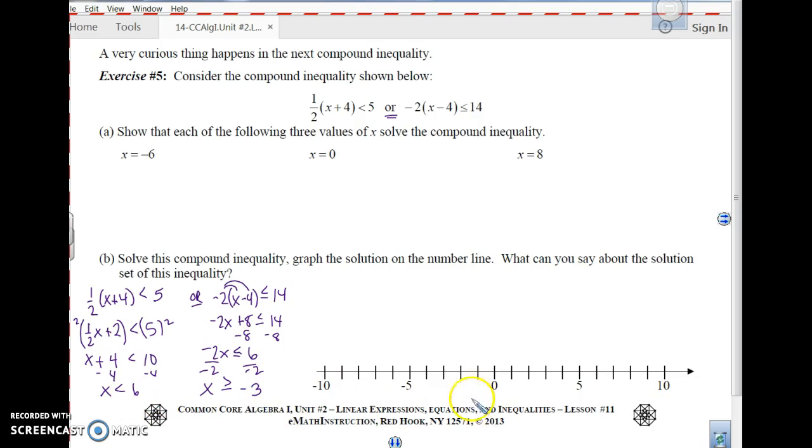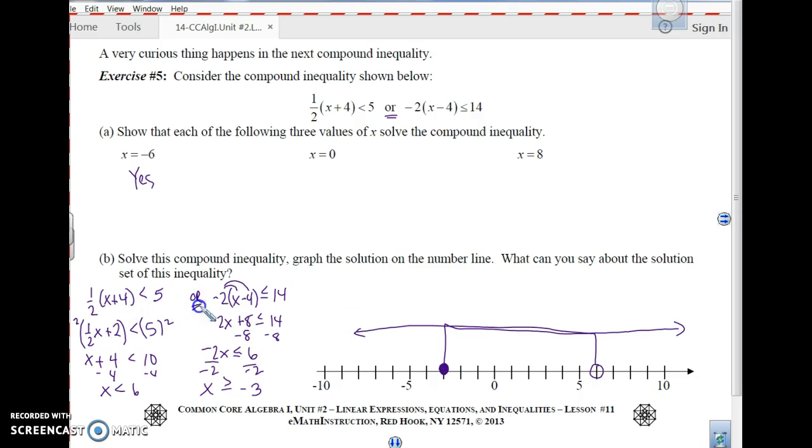All right, so let's look at what we have here. X is less than 6. 6 is going to be an open circle, and it's going to go like this. X is greater than or equal to negative 3 is going to be a closed circle. 1, 2, 3, right there. And it's going to go like this. Okay, so what do we notice about the values of x that work? Well, let's see, x equals negative 6. Does that work? Yep, that one's yes, because it works for this one.